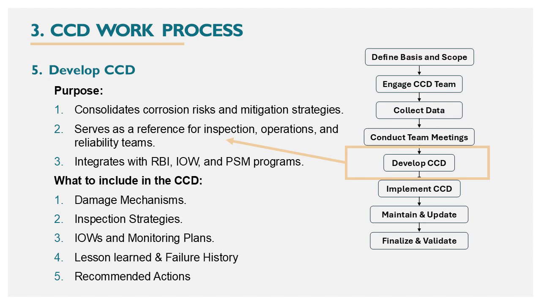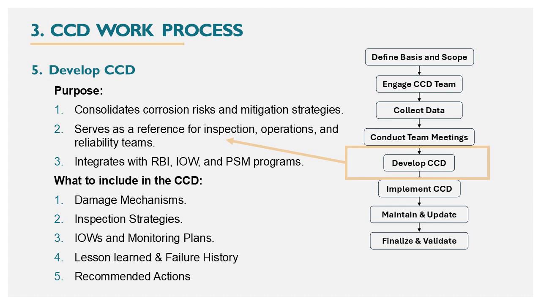And then, what to include in the CCD. Number 1 is damage mechanisms. List all active and potential mechanisms as per API RP 571. Include conditions that trigger each mechanism, expected corrosion rates, and high-risk locations, for example, dead legs and injection points.